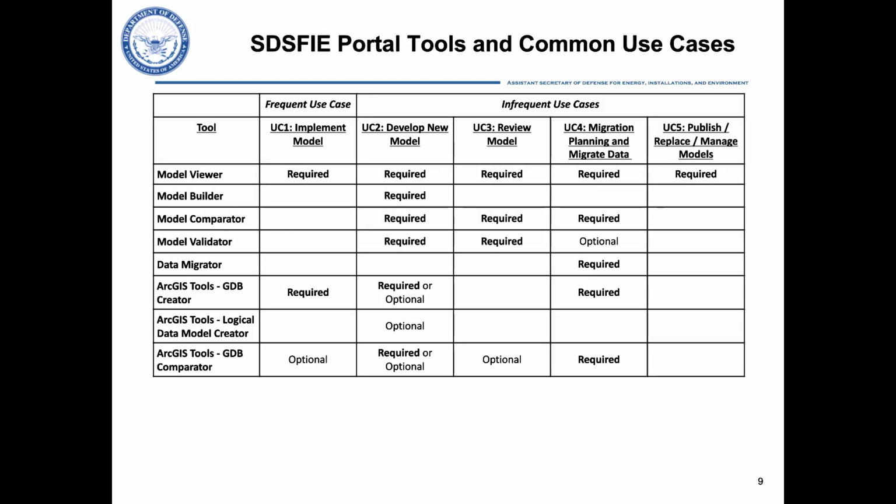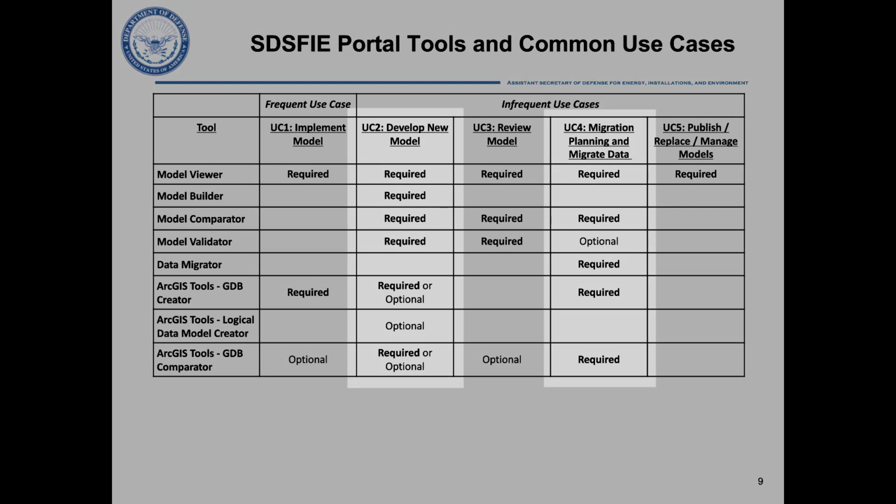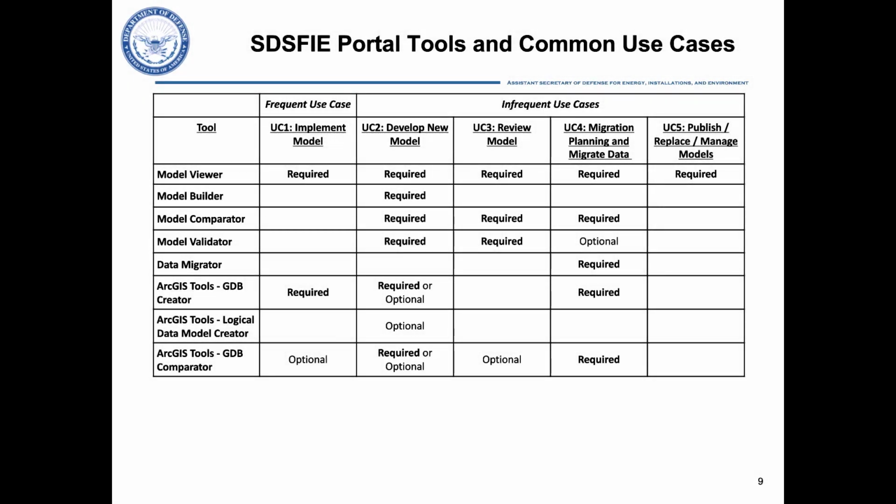This table shows the set of tools used for each use case. The first thing to notice is that almost every use case requires a set of several tools. Also obvious is that use cases 2 and 4, developing a new model and planning for and migrating data, have the largest number of required tools. Indeed, these are typically the most complex use cases, particularly when the activity applies to an entire enterprise.